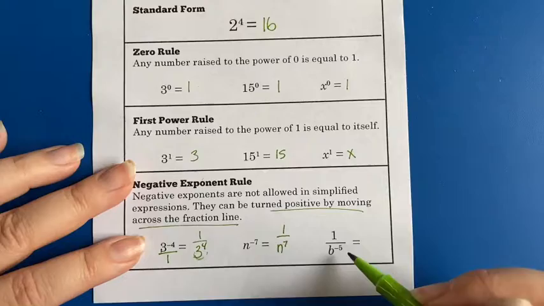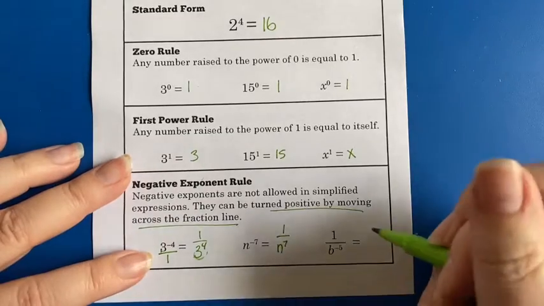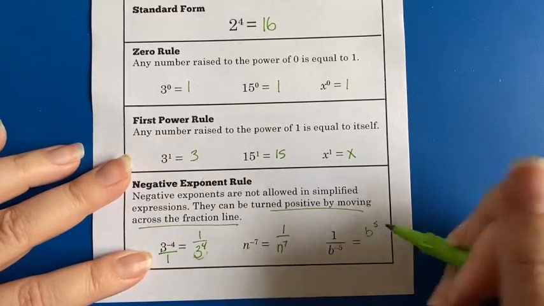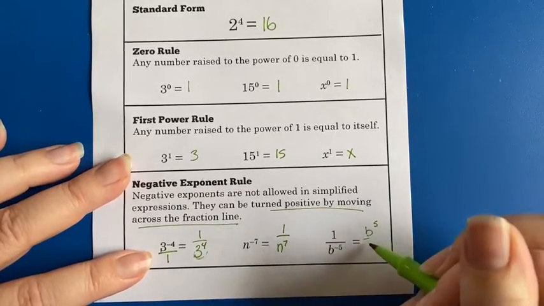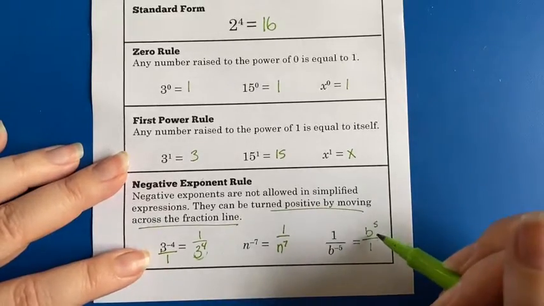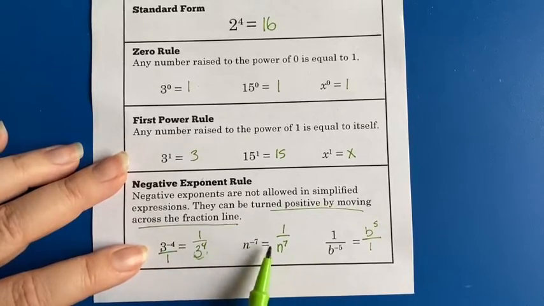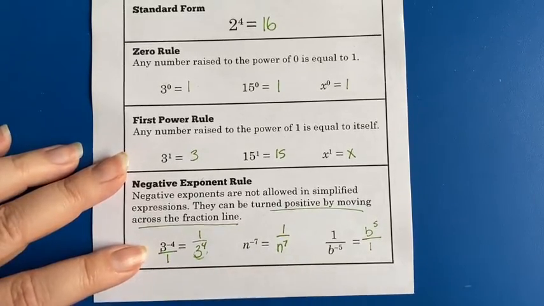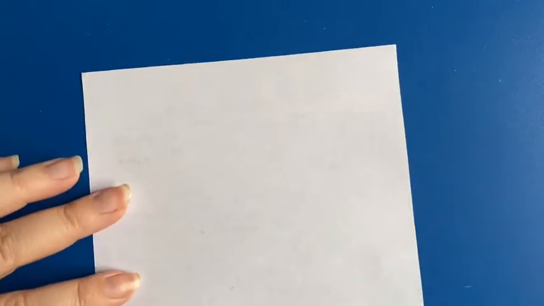1 over b to the negative fifth, so it's kind of opposite. B to the negative fifth is in the downstairs part of the fraction. I need to move it across the fraction line, so he's going to move upstairs, and now he's going to be a positive exponent. And I don't have to write the over 1. I can if I want to, but I don't have to, because I don't have to show a denominator, whereas I do have to show a numerator, like in the first 2 problems. And that's that. Let's do a couple of practice problems real quick, just to make sure we understand this concept.